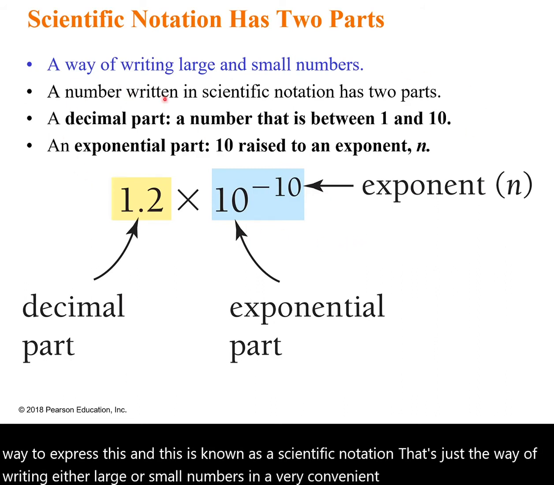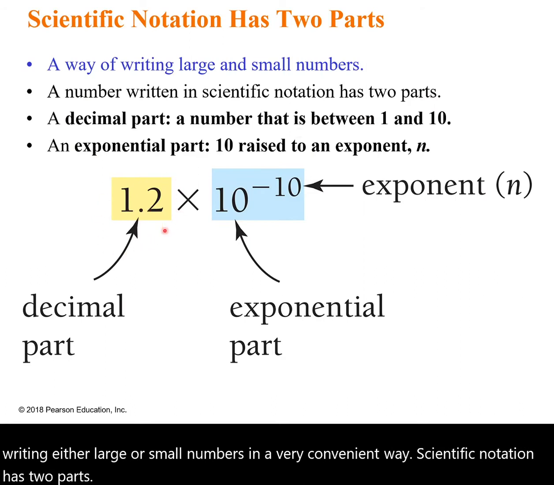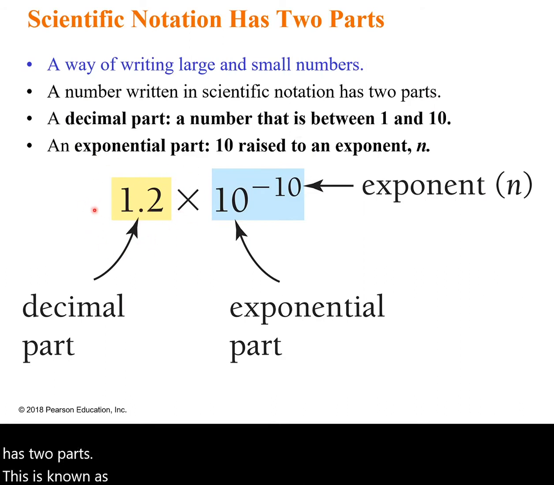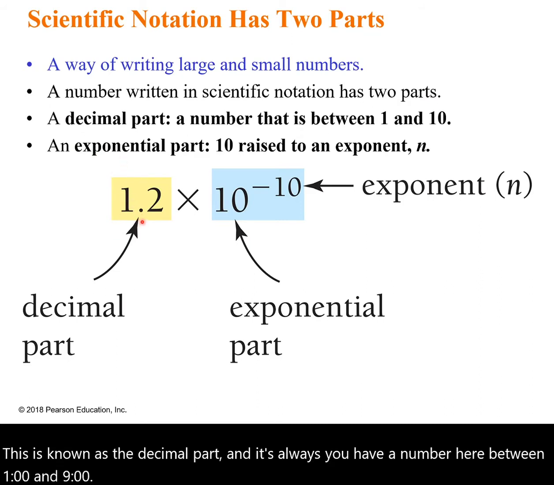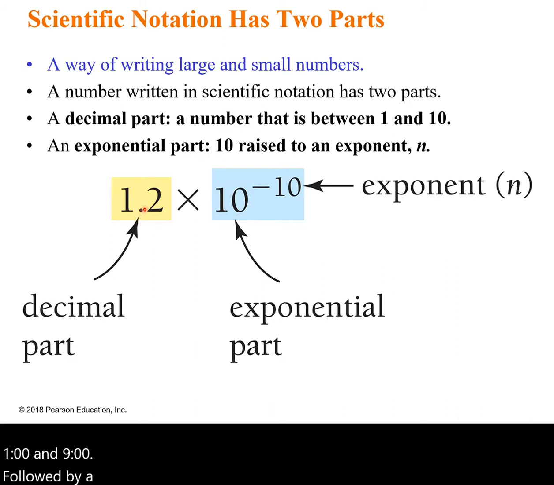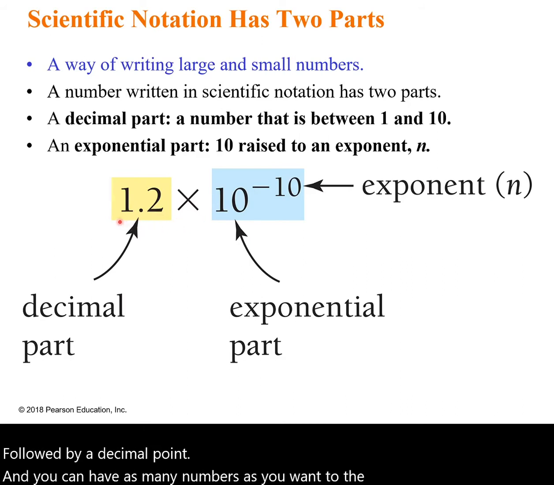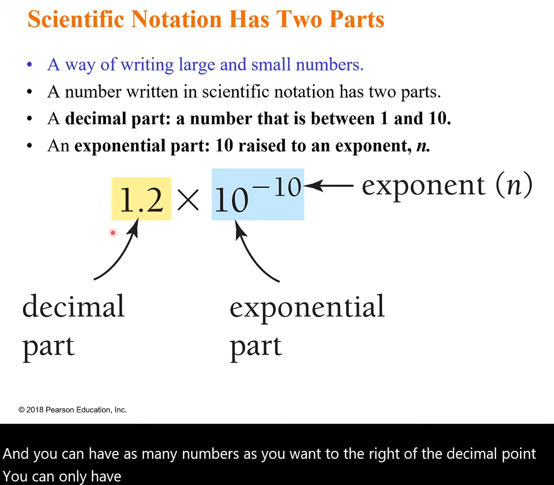Scientific notation has 2 parts. This is known as the decimal part, and it's always a number between 1 and 9, followed by a decimal point. And you can have as many numbers as you want to the right of the decimal point. You can only have a single digit to the left of the decimal point, and it cannot be 0.